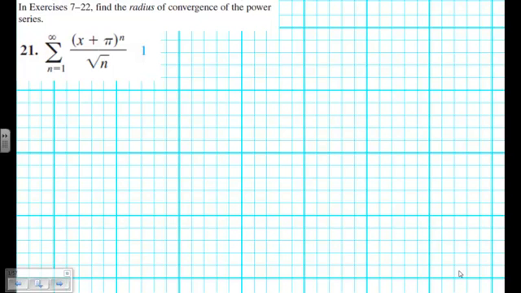Okay, here's problem number 21 from section 9.4. We want to find the radius of convergence. Ratio test. All right, so let's go ahead applying the ratio test.